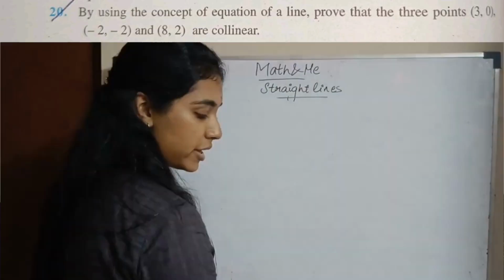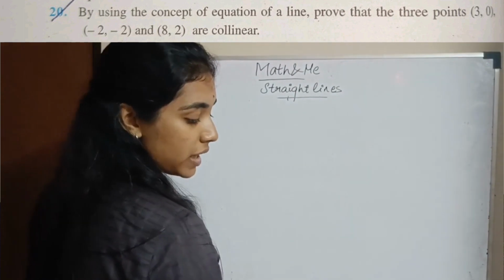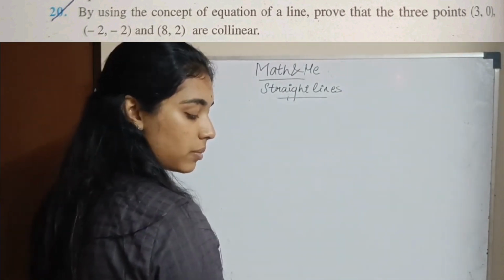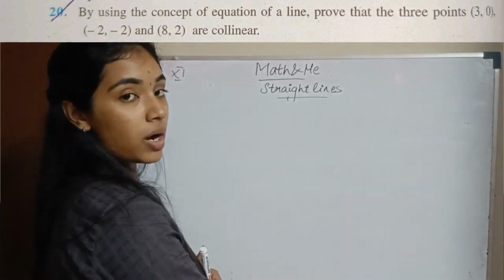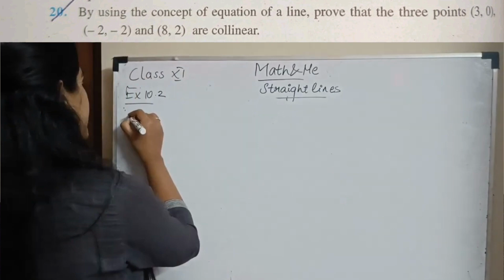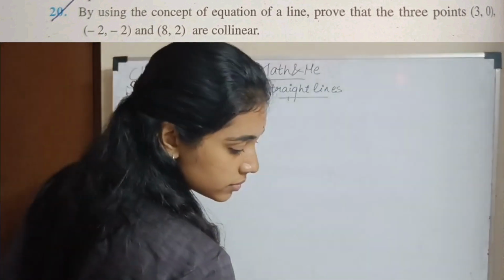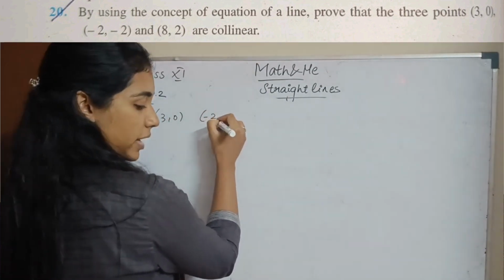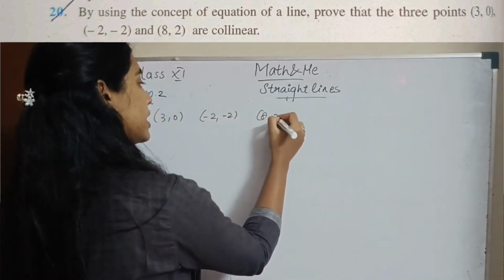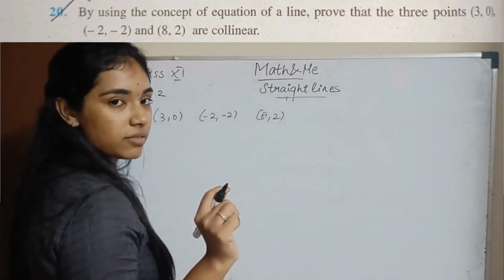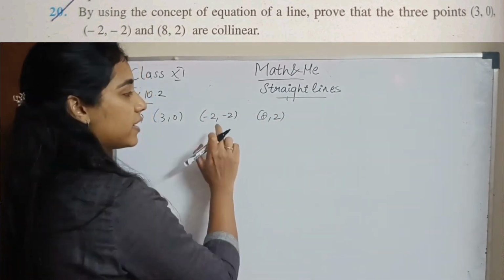Question number 20. By using the concept of equation of a line, prove that the 3 points (3, 0), (-2, -2) and (8, 2) are collinear. So what do you do? You take the 3 points (3, 0), (-2, -2), (8, 2). You have to use the equation of a line to prove that they are collinear.